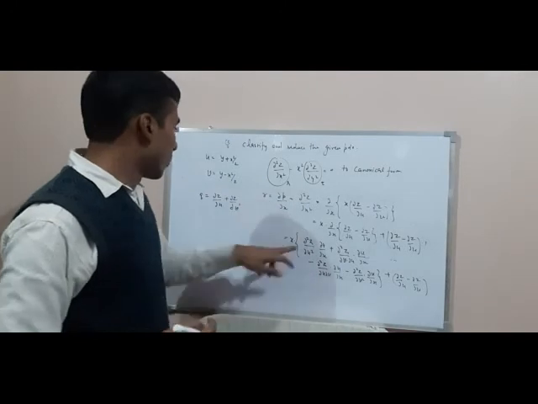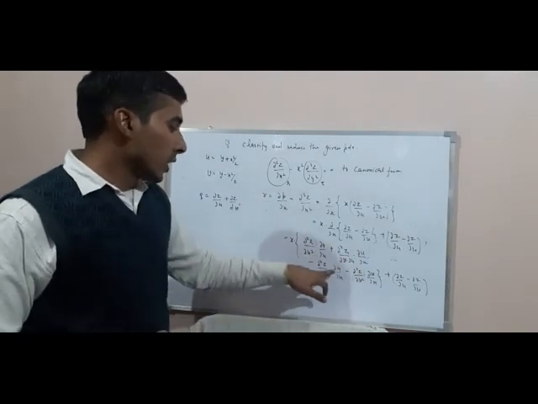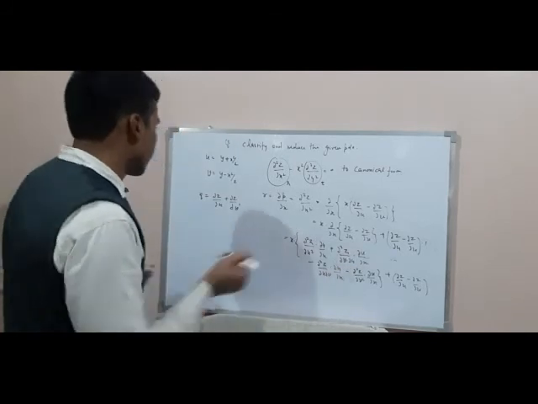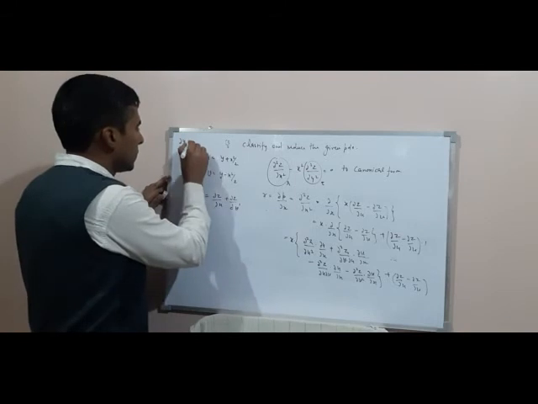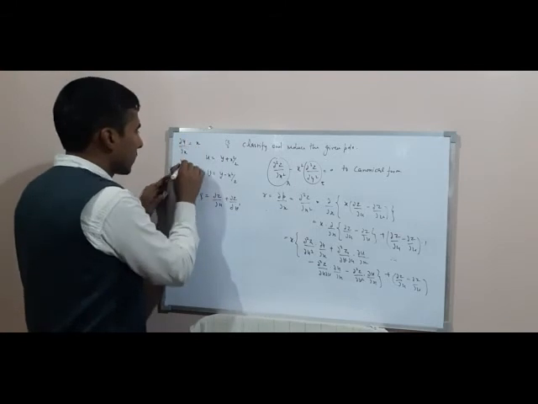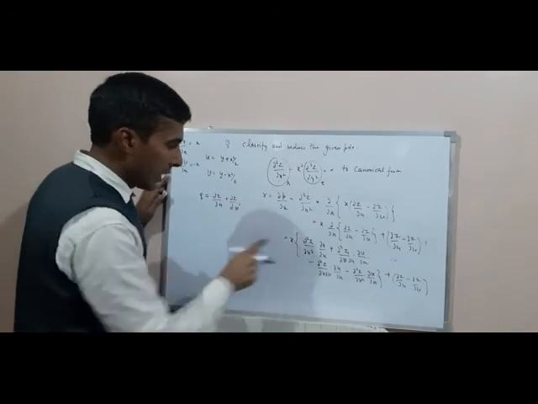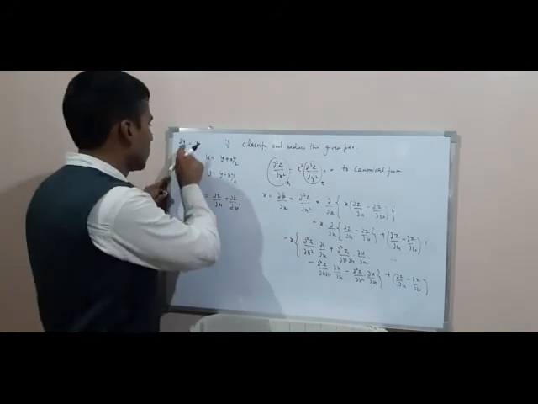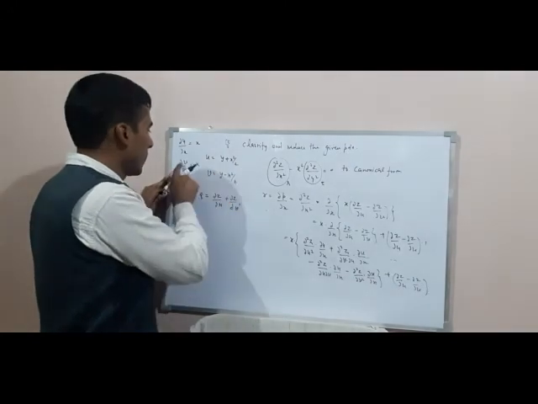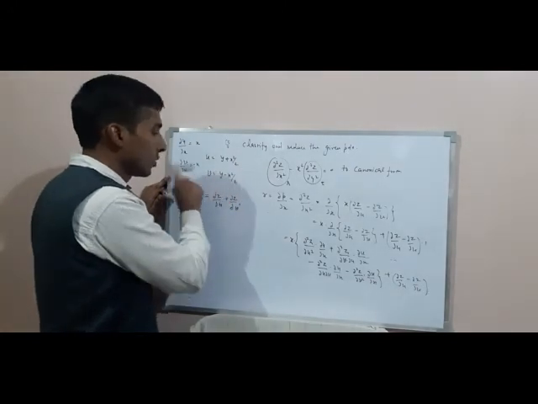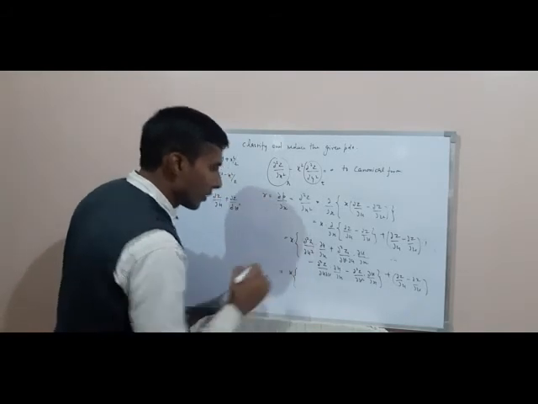Now put the values of ∂u/∂x and ∂v/∂x. ∂u/∂x is x, and ∂v/∂x is minus x. We have to put these values: the partial derivative of u with respect to x is x, and the partial derivative of v with respect to x is minus x. Now substituting these values, what will we get?